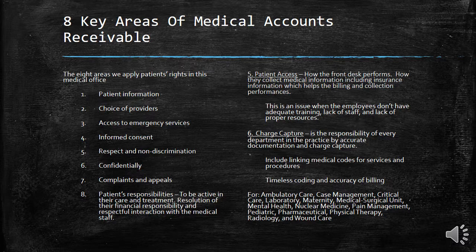Number 5, patient access. How the front desk performs, how they collect medical information, including insurance information, which helps the billing and collection performance. This is an issue when the employees don't have adequate training, lack of staff, and lack of proper resources.